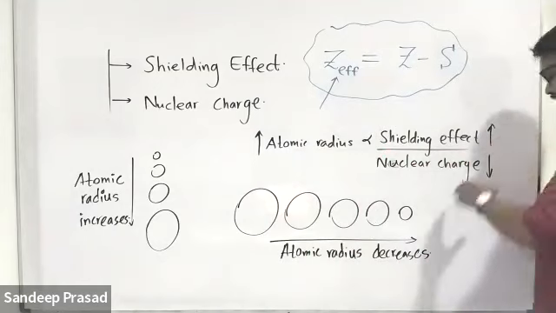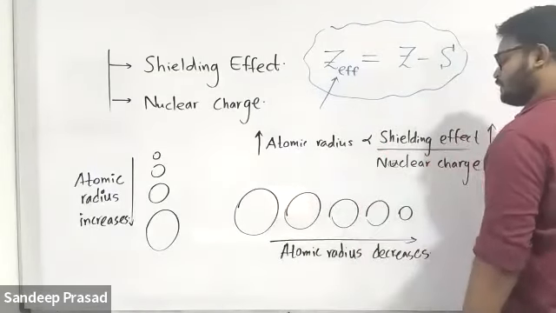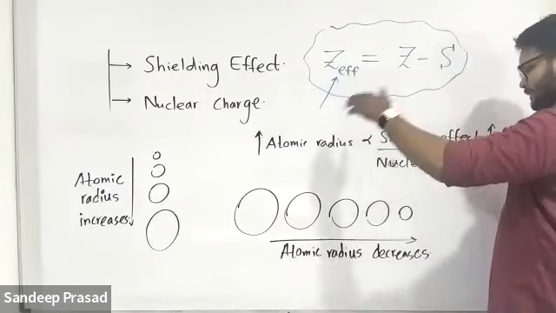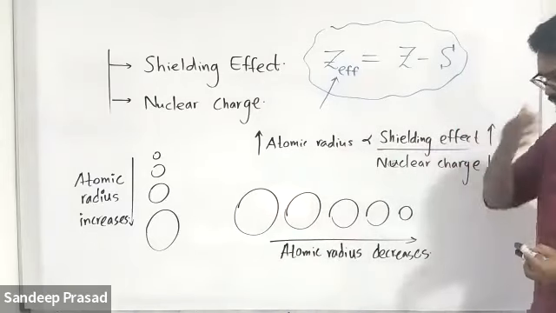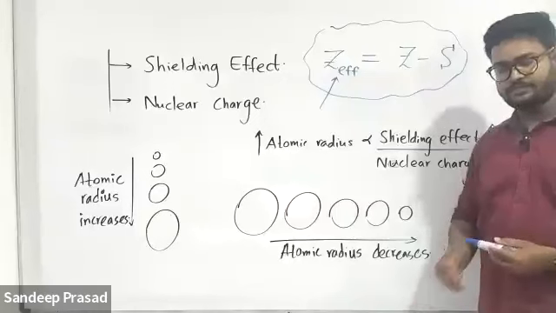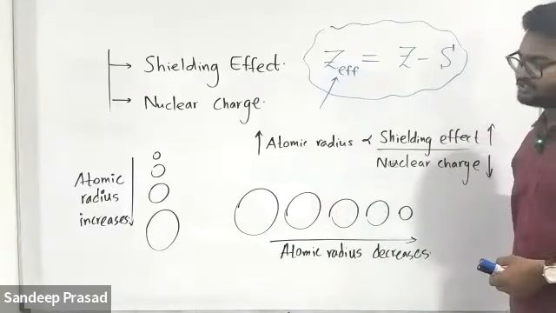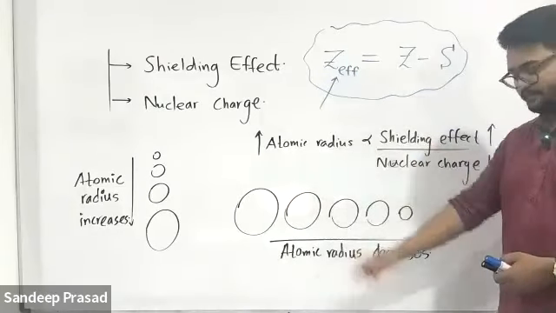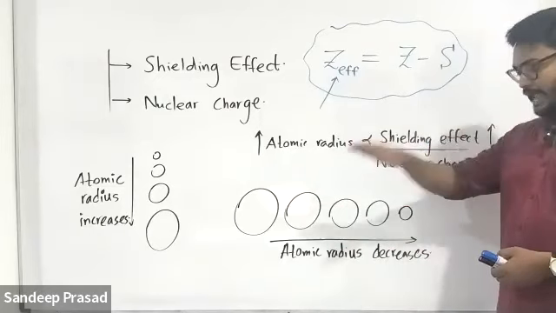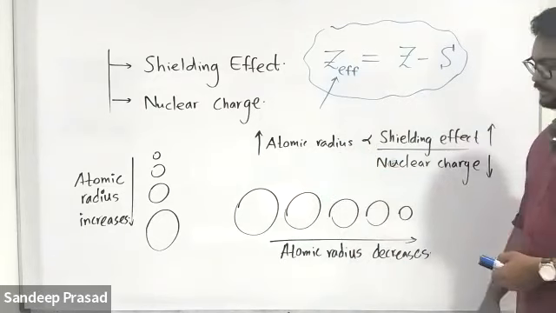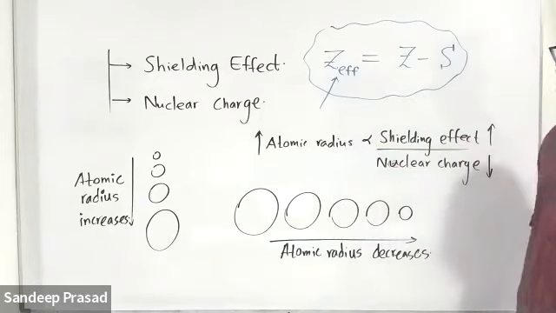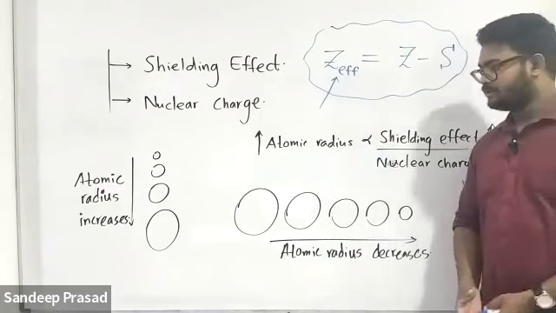We calculated the effective nuclear charge of these elements, for example lithium, beryllium, boron, carbon, nitrogen, oxygen, fluorine, neon. By calculating the effective nuclear charge, we compared the atomic radius. Then we observed that atomic radius decreases along the period from left to right. So these are the things you have to remember, right?